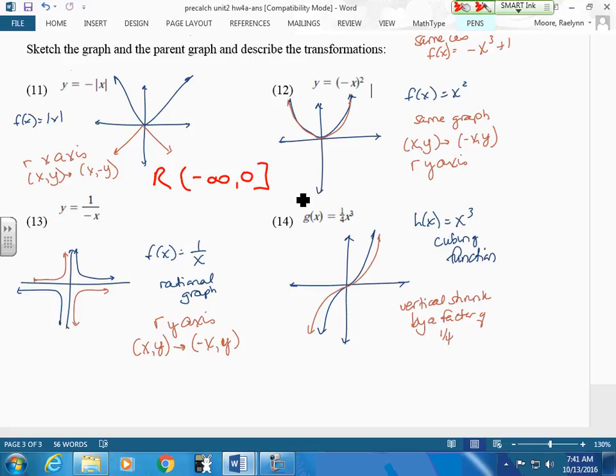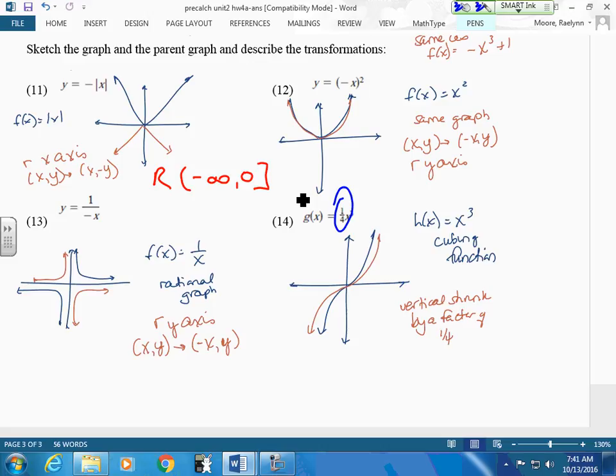This guy, a rational, did you get the picture? Is that what you got? The picture? Okay. A reflection in your y-axis. Could it be a reflection in your x-axis? Same. And cubing function. What does this do? Shrink which way?